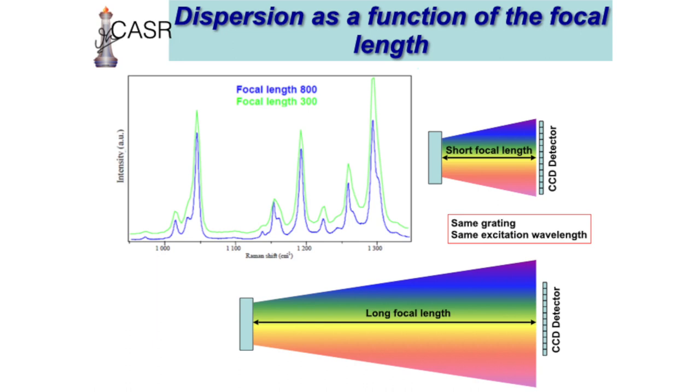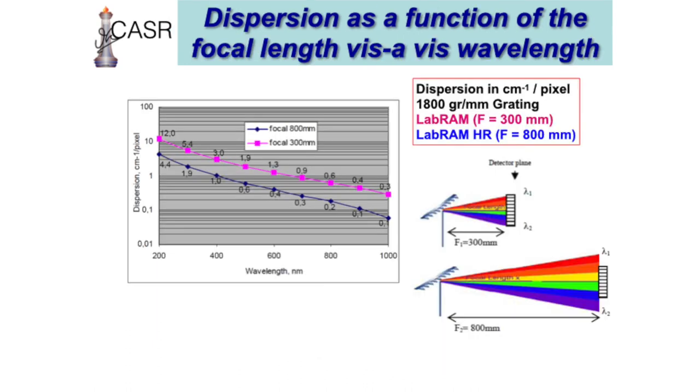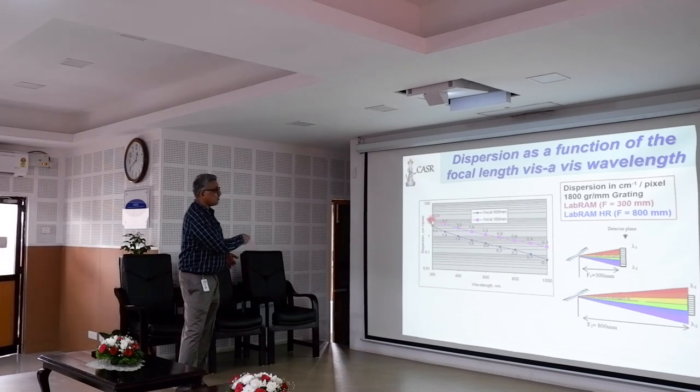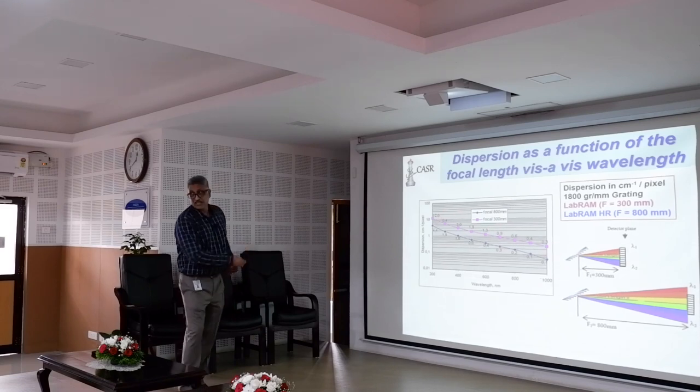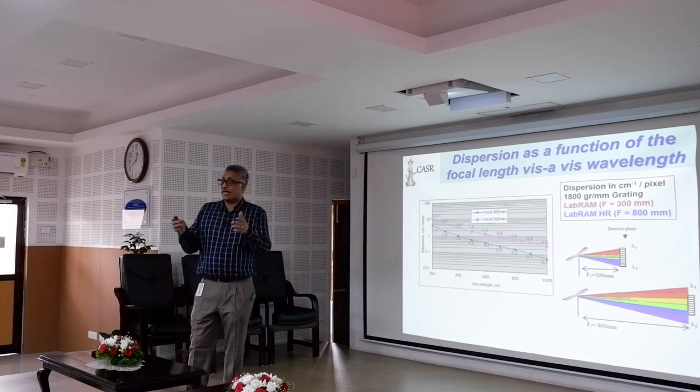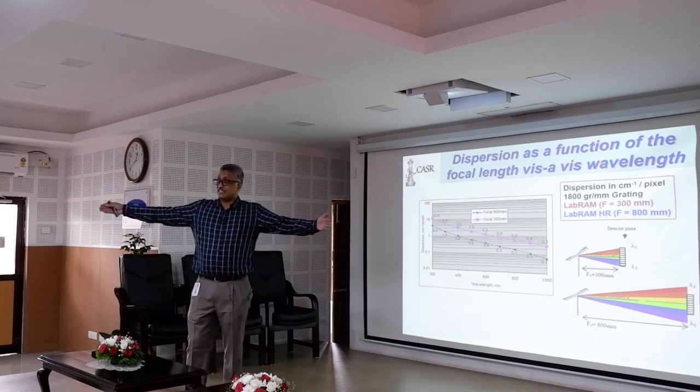Now, can I resolve better with a smaller spectrometer? So what I do is, I change my wavelength. Can I resolve better? You see, for the same focal length, shorter or longer, I am changing my wavelength. When I change my wavelength, from blue, this is UV, all the way to infrared, I can see that my resolution is improving. As I go to higher and higher wavelength, for the same focal length, I can use a longer wavelength and get a better resolution.